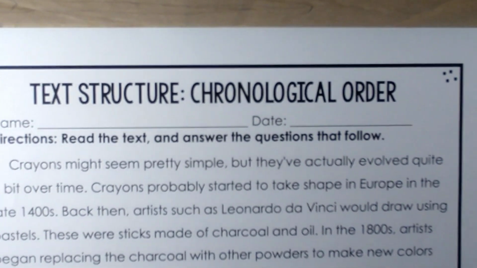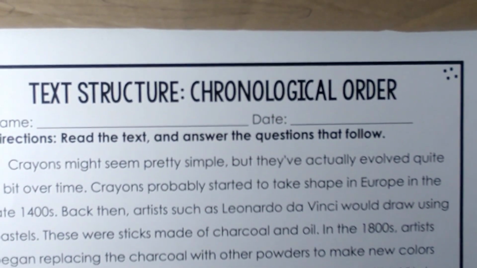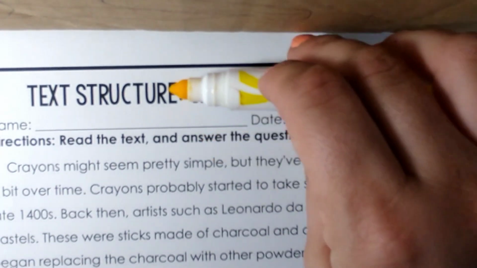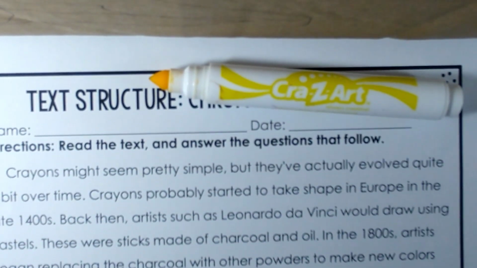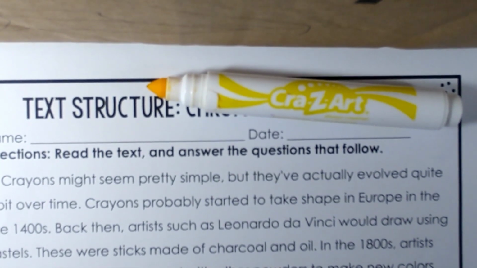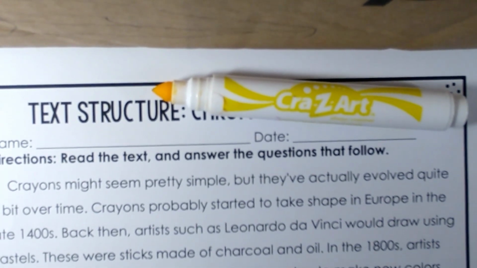Okay, we're going to practice finding out if a text has chronological text structure. So the first thing that I'm going to do is make sure I have a highlighter. I'm going to read the story first to understand. As I read, I'm going to highlight any words I don't know.